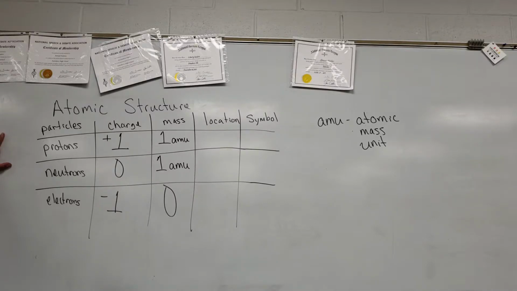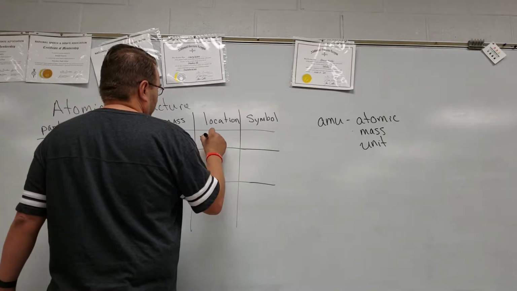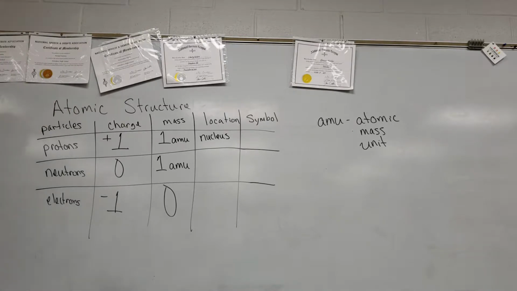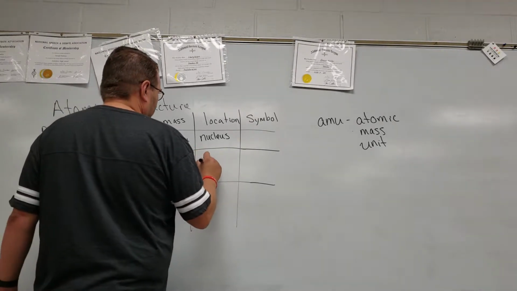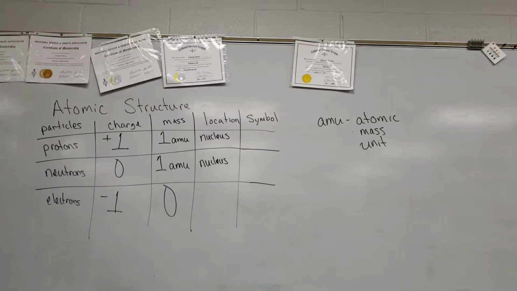Where are protons located? In the nucleus. Where are the neutrons located? In the nucleus. Where are the electrons located? Outside the nucleus.